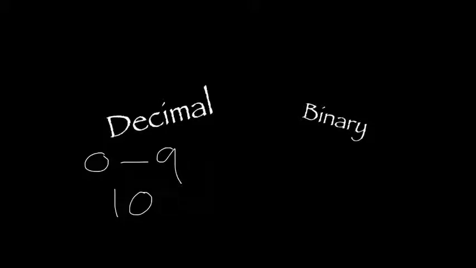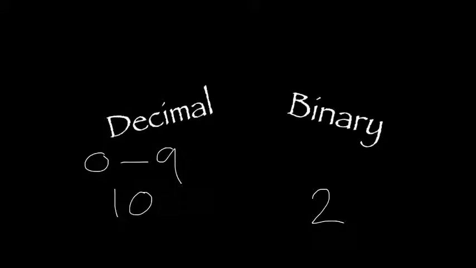Computers, however, only understand 2 digits, ones and zeros, which is binary. So if we call decimal base 10, because it understands 10 possible values, what do you think we call binary? Base what? We say that it is base 2, because there are only 2 possible values, 0 and 1.